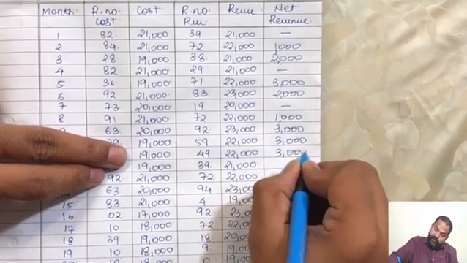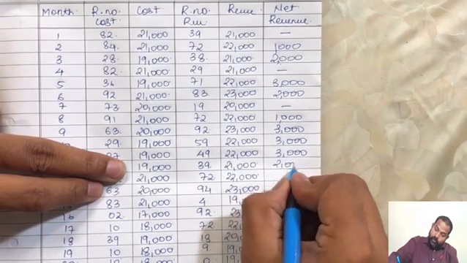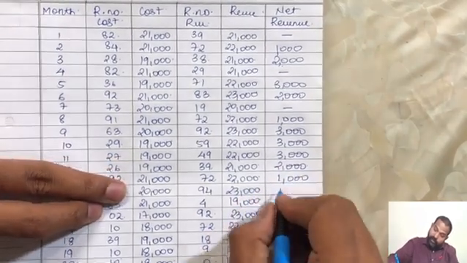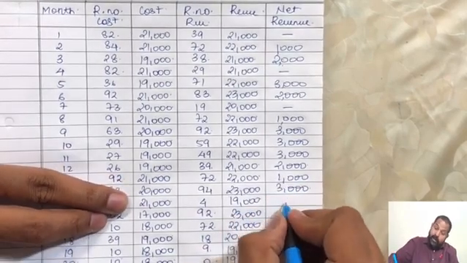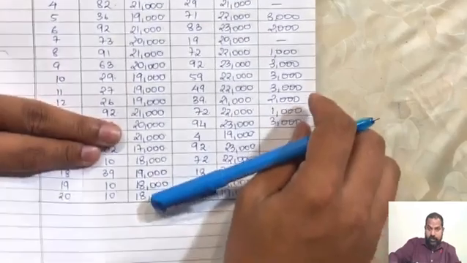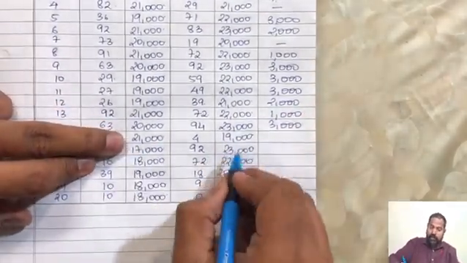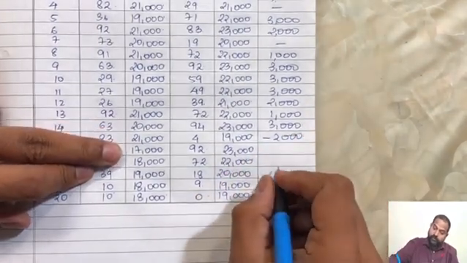3,000 rupee profit. 19, 20, 21. 2,000 rupee profit. This is going to be a 1,000 rupee profit. This is a 3,000 rupee profit. This is a loss because the costs that I have incurred are 21,000 but the revenue is only 19. Then can I say it is a 2,000 rupee loss?